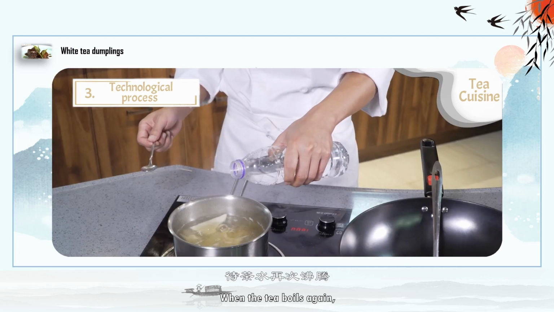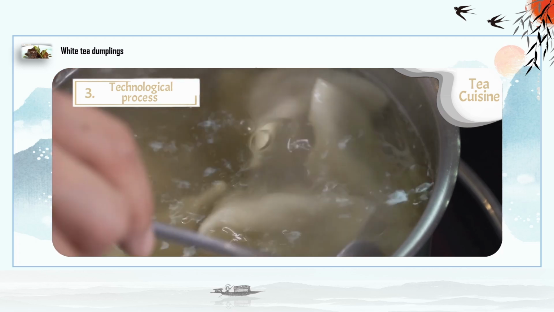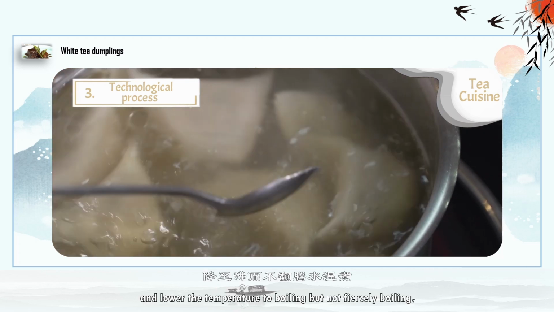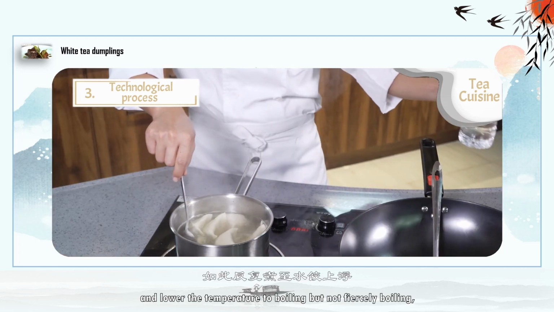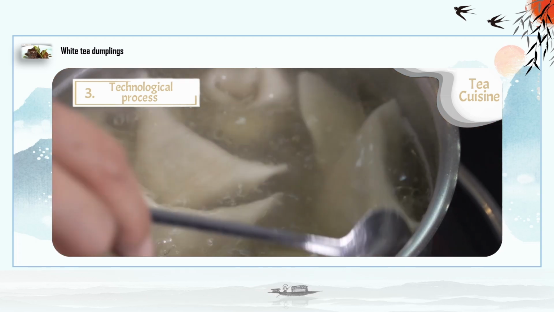When the tea boils again, add some cold water till it is boiling softly, and lower the temperature to boiling but not fiercely boiling. Boil this way for several times until dumplings float up.